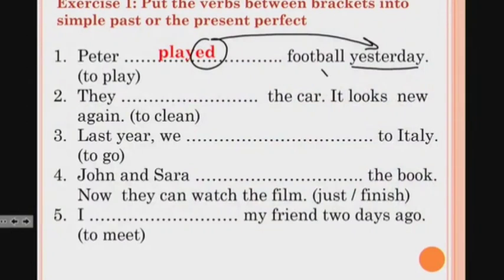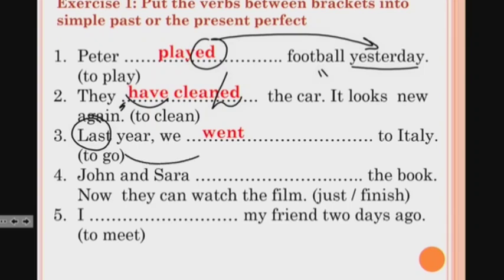Number two, they, the verb to clean the car. It looks new again. Pay attention to the justification. It looks new again, so it's they have cleaned. Present perfect. They have cleaned the car. Three, last year we, the verb to go to Italy. What do you say? Last year we went, the verb to go, because we have last year, so the verb to go in the past simple.